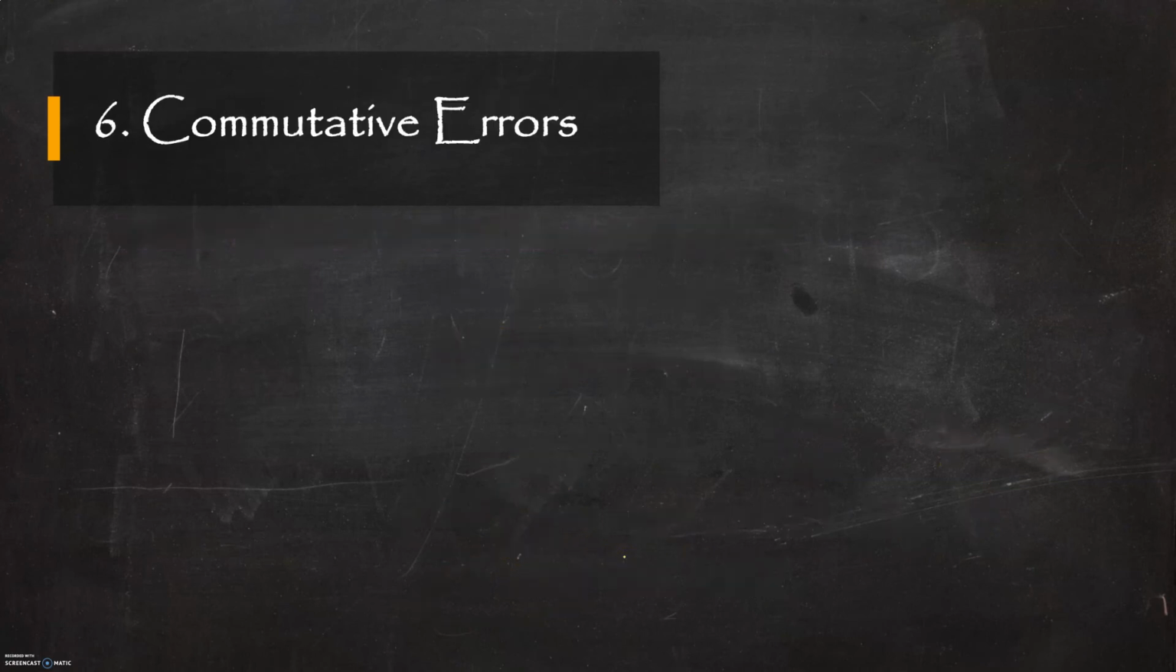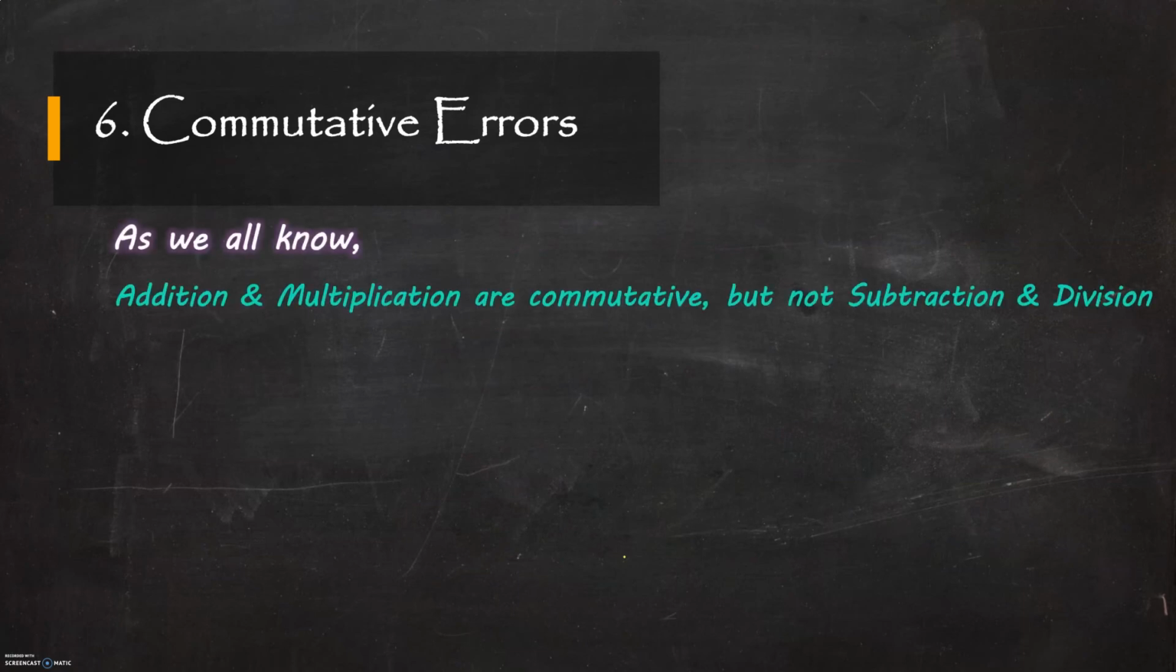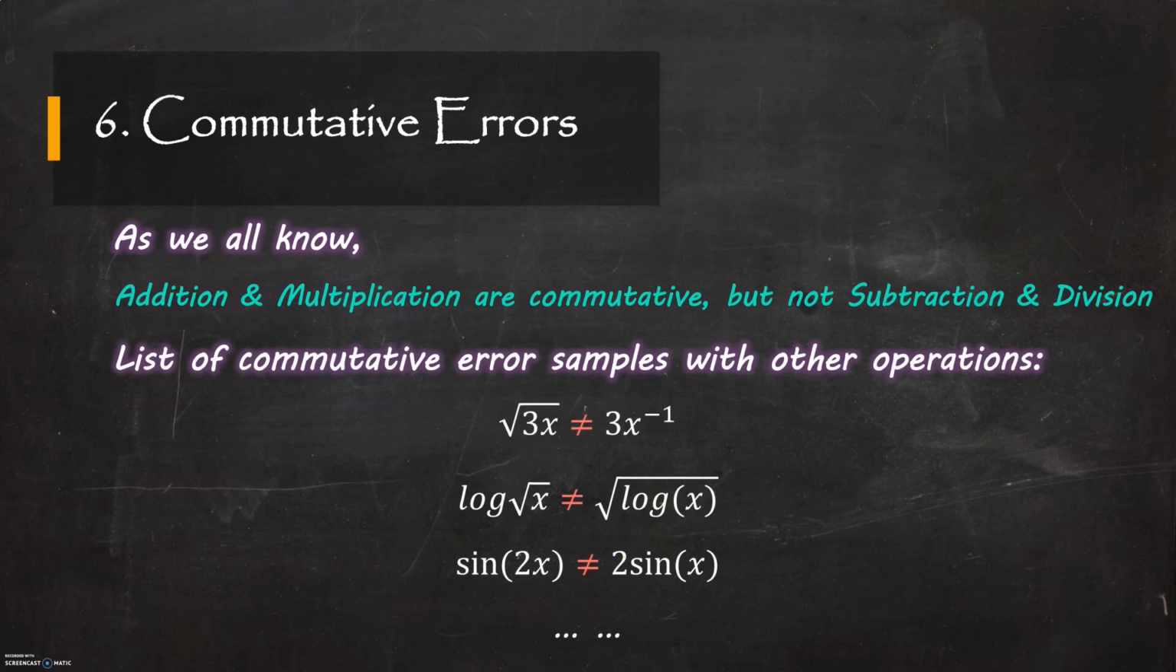Number 6, commutative errors. And we know that addition and multiplication are commutative, but not subtraction and division. Because you can do a plus b, you can switch a and b. So a plus b is equal to b plus a. So the same thing happens 2 times.